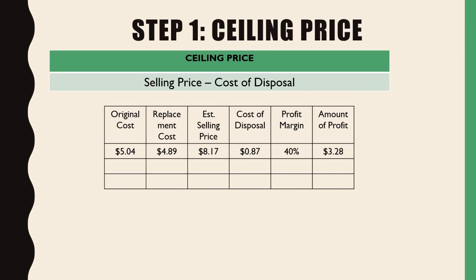So let's take a look at the first section, which is solving for the ceiling price, okay? So this is step 1. The ceiling price is your selling price minus the cost of disposal. So here, I'm going to sell this item for $8.17, and if I don't sell it, it's going to cost me 87 cents to dispose. So we take $8.17 minus the 87 cents, and my ceiling price is going to be $7.30.